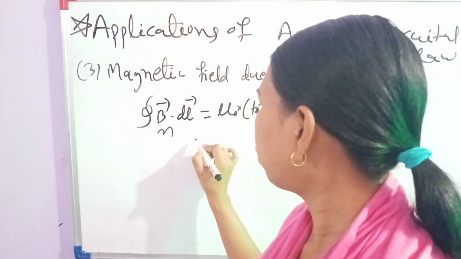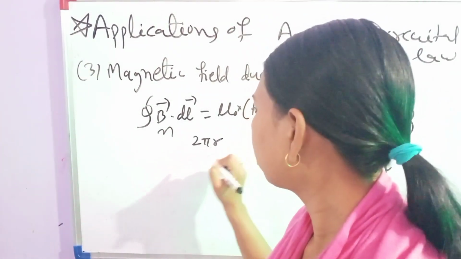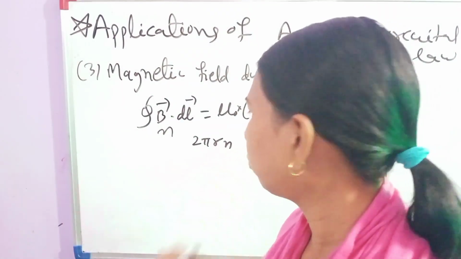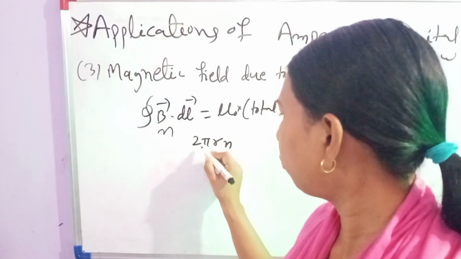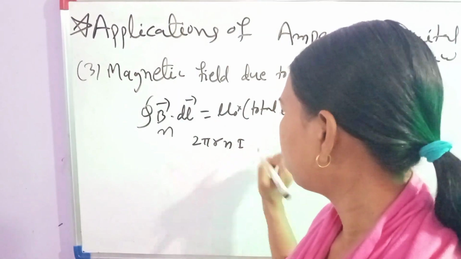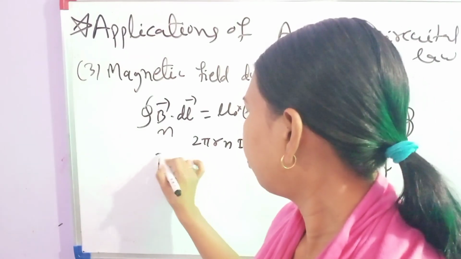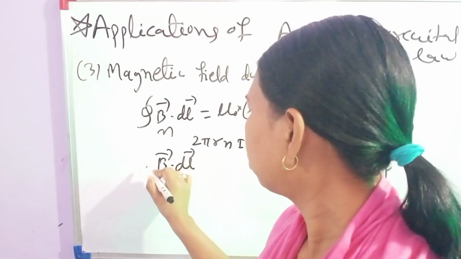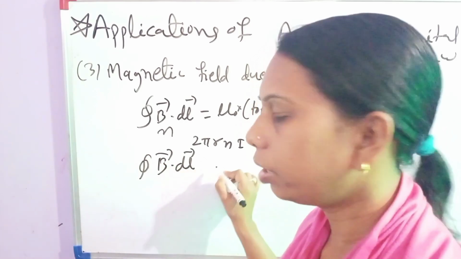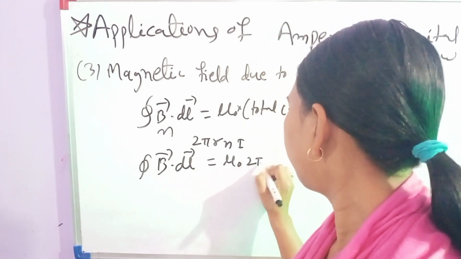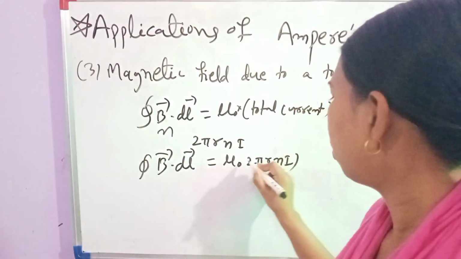So total length equals 2 pi r. Total number of turns will be 2 pi r into n. Total current will be 2 pi r n into I. So closed integral of B dot dl equals mu naught 2 pi r n into I.